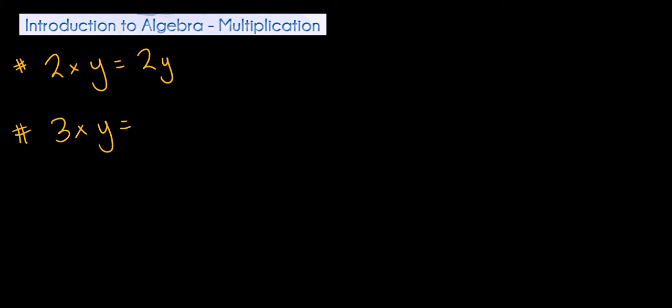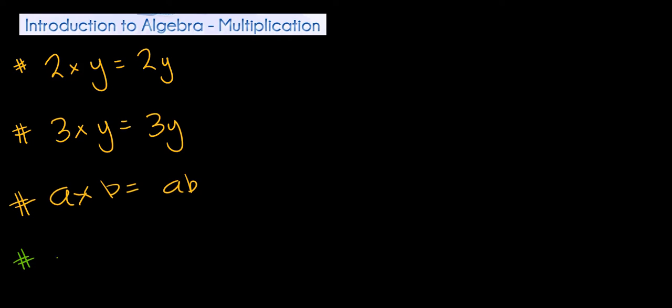This is an introduction into multiplication in algebra. Okay, so what do we mean to multiply in algebra? So if we do 2 multiplied by y, that is the same as writing 2y. If we do 3 multiplied by y, that is the same as doing 3y. In general, a multiplied by b is the same as ab.